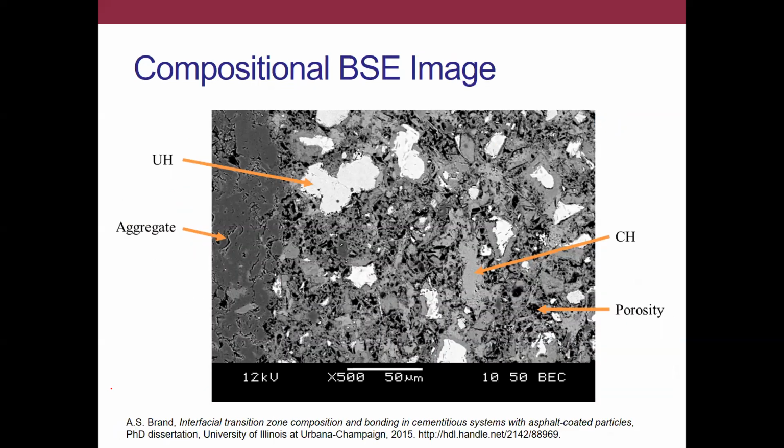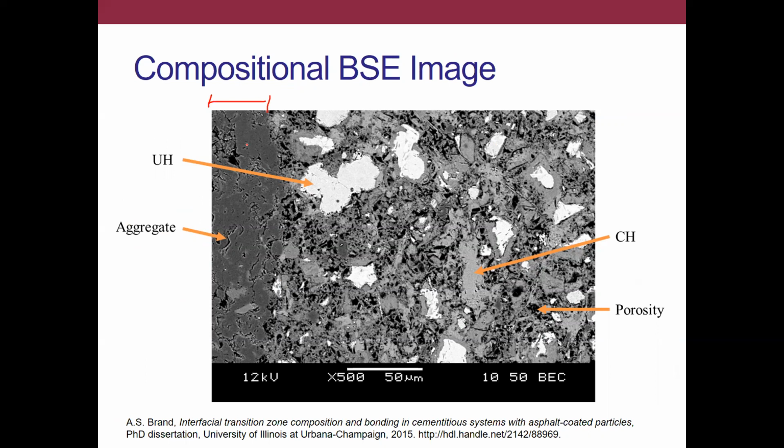Here we're looking at the ITZ of virgin aggregate concrete. This was a dolomite. We do see our aggregate here along the left-hand side. Because of the high iron content in clinker, we find that the unhydrated cement is white. This has been established in a number of studies. So everything white in this image is unhydrated cement.